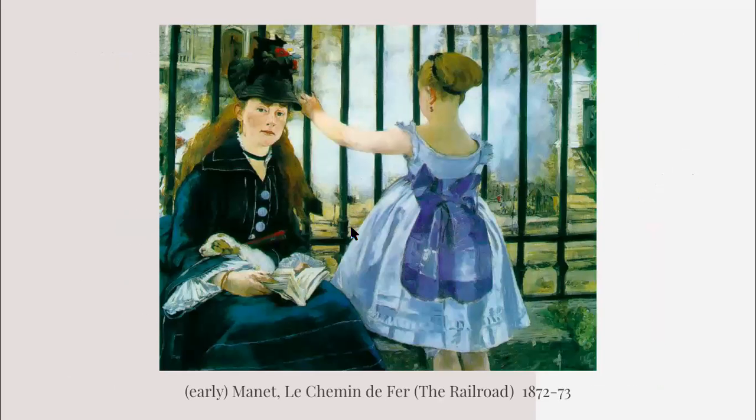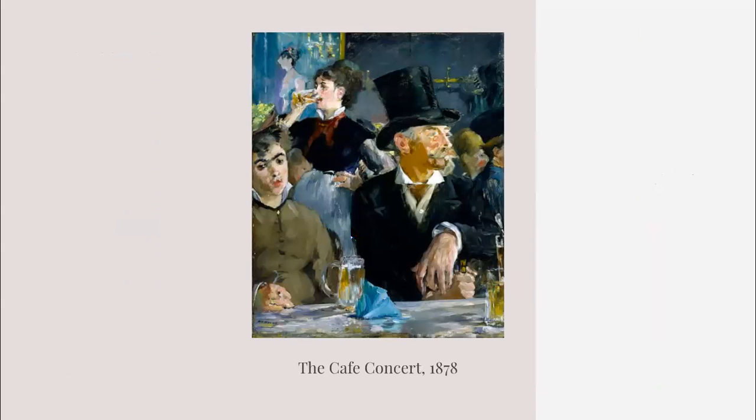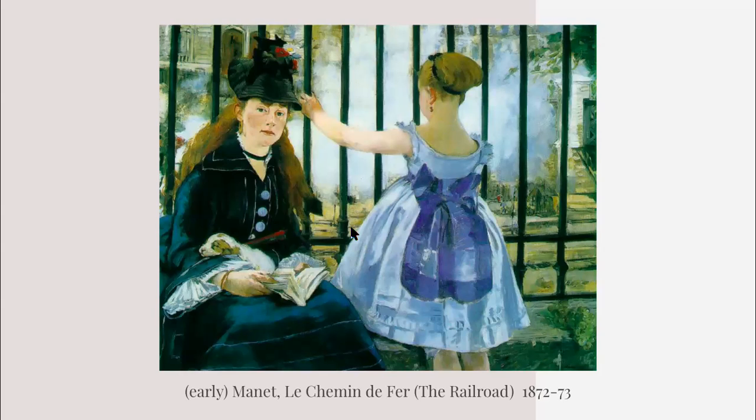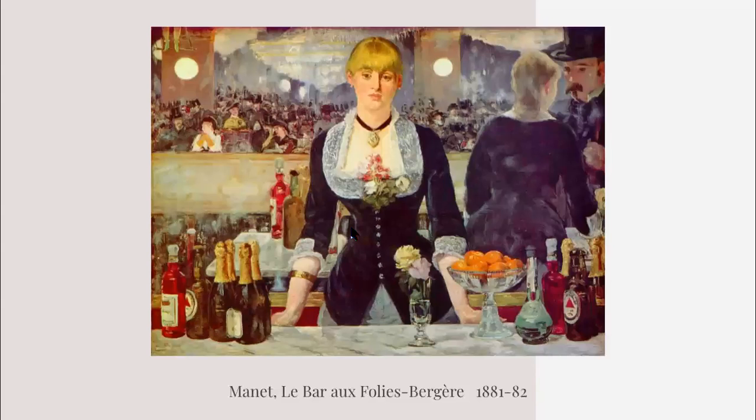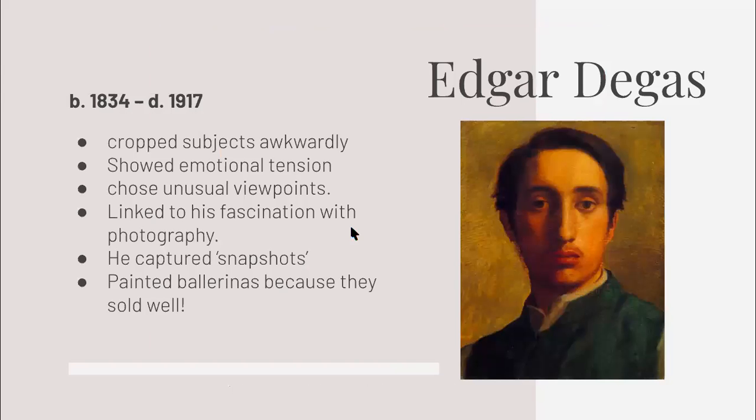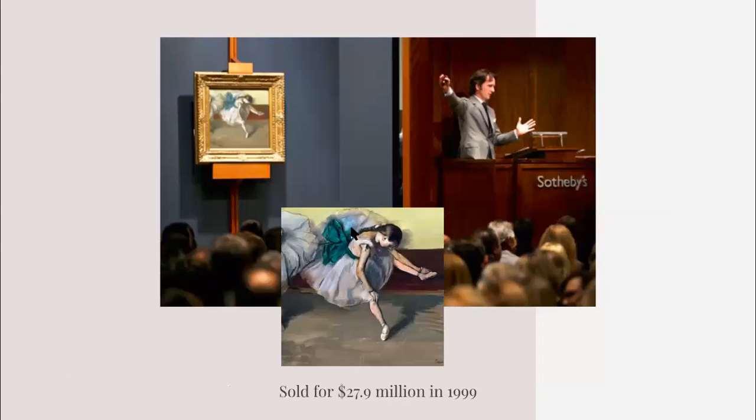Some of his artwork is quite breathtaking. Now, some of you might say, oh, I've seen this painting before, so that's the guy. That's often what happens. All right, so we have Edgar Degas. He was born in 1834 and died in 1917. He cropped subjects awkwardly. He liked to show emotional tension in his artwork, and he chose unusual viewpoints linked to his fascination with photography. He captured snapshots and painted ballerinas because they sold well. Here's an example.